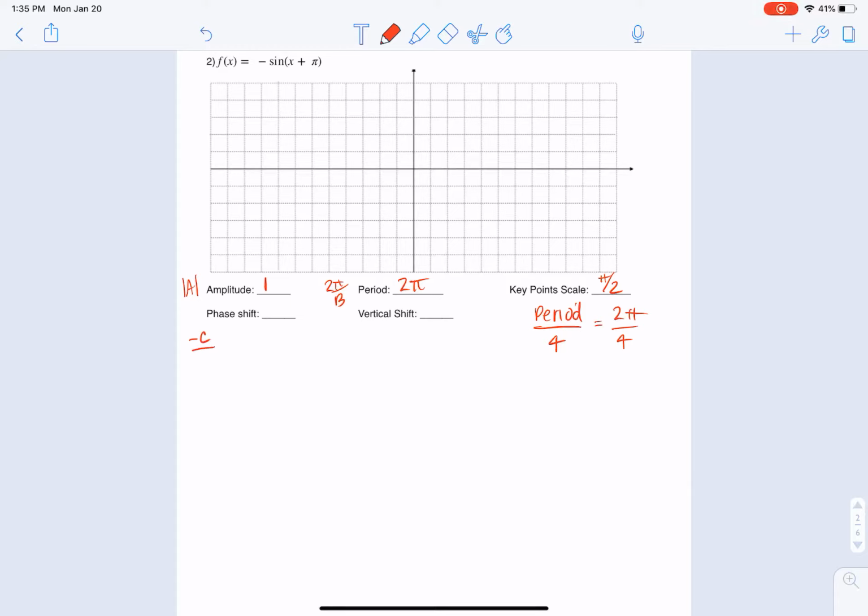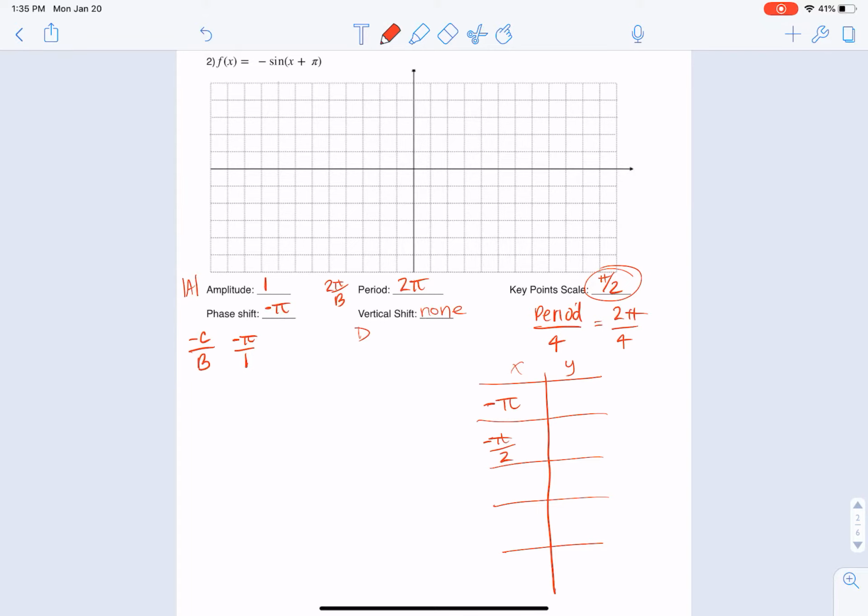My phase shift is -c over B. So my phase shift here will be -pi over 1, so -pi. And again, this is telling me where my table should start. And here there's no vertical shift, so there's no D value, so we'll leave that out. So I'm starting at -pi, and I'm increasing by pi over 2 each time. So -pi over 2, plus pi over 2 gives me 0, plus pi over 2 gives me pi over 2, plus pi over 2 is going to go ahead and give me pi.